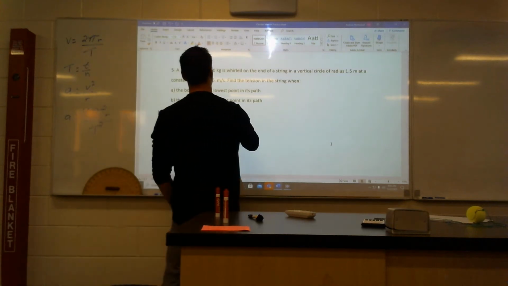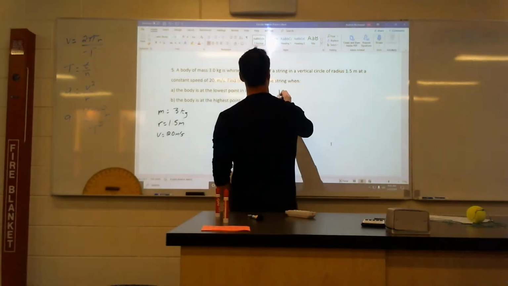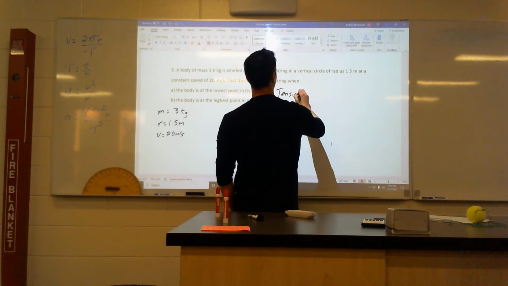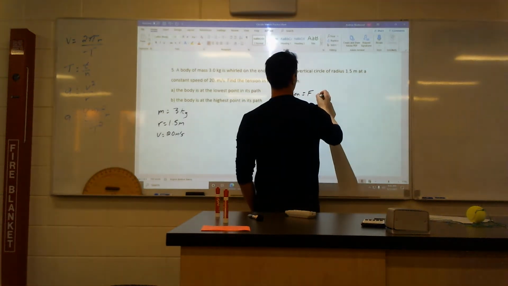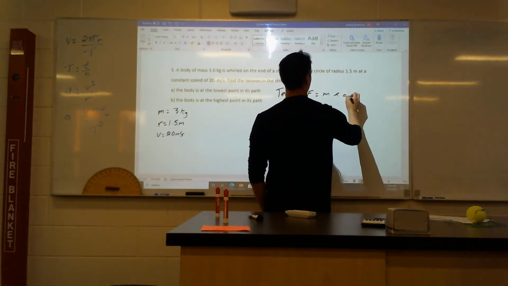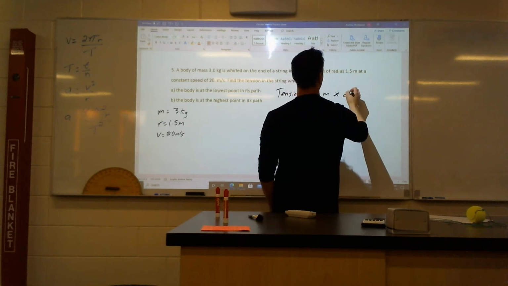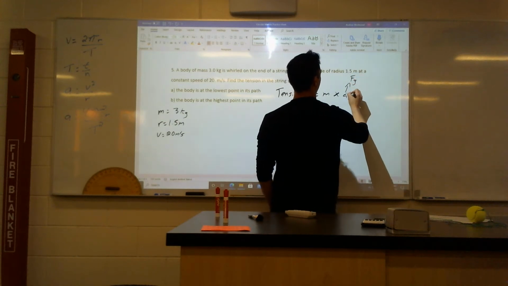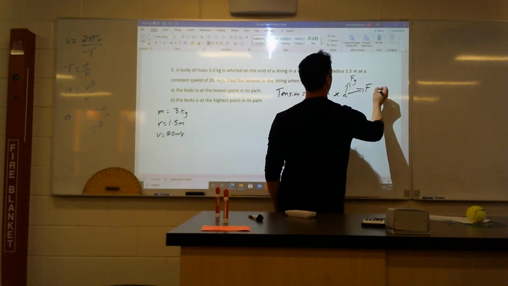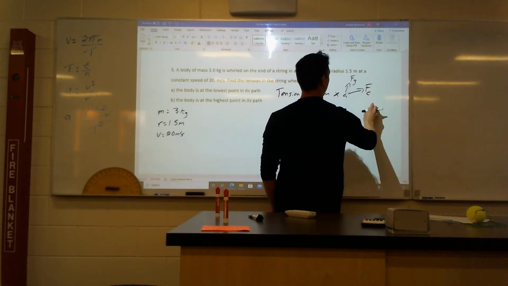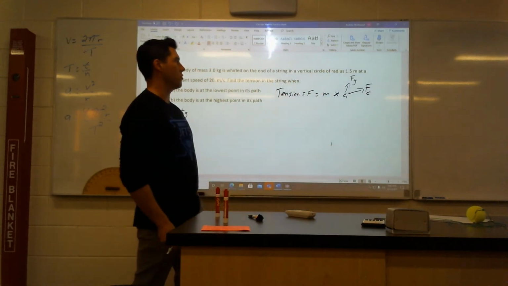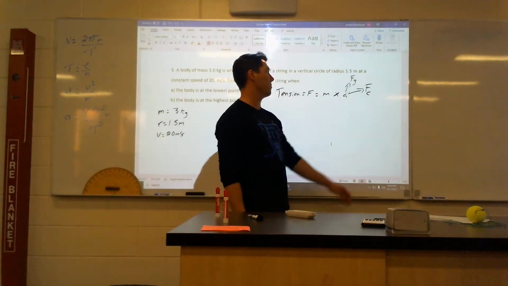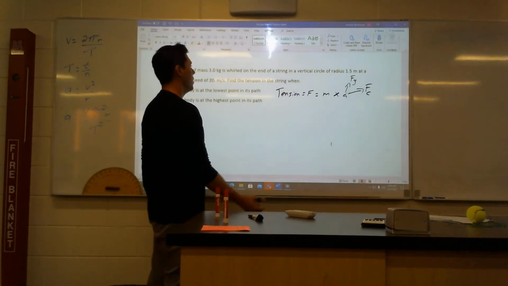Let's first find acceleration, because for tension, it's just a force. It equals force, which means it equals mass times acceleration. Now this can be split into 2 parts. The acceleration can come first from the force of gravity, and second from the force of the circular acceleration. So let's look at this.